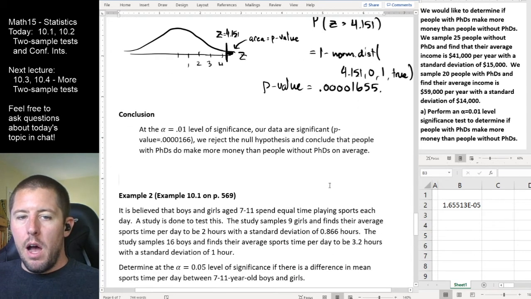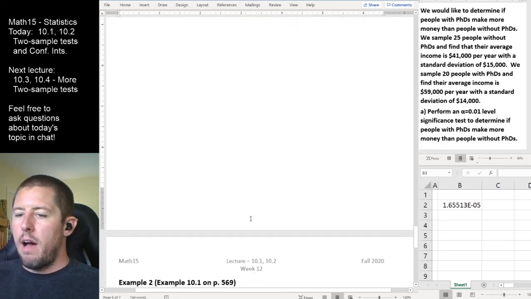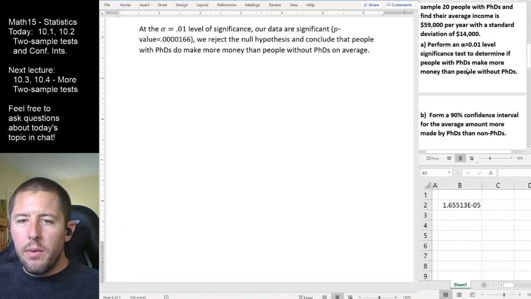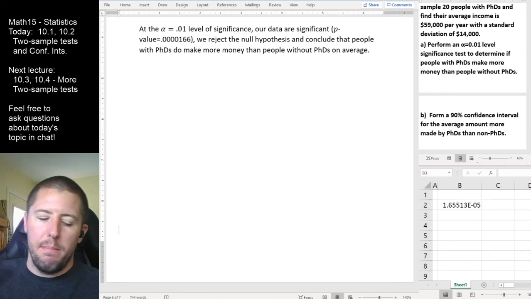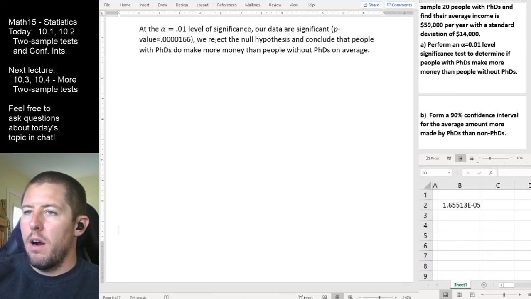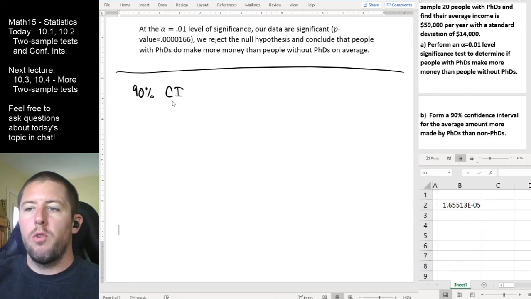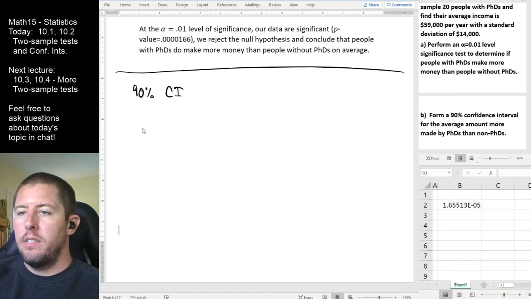All right. So before we move on to example 2, we also want to compute a confidence interval that's associated with this guy here. Isn't that what I said? Form a 90% confidence interval for the average amount more made by PhDs than non-PhDs. So for our confidence interval then, we want to form a 90% confidence interval. So first of all, let's find our z star value.